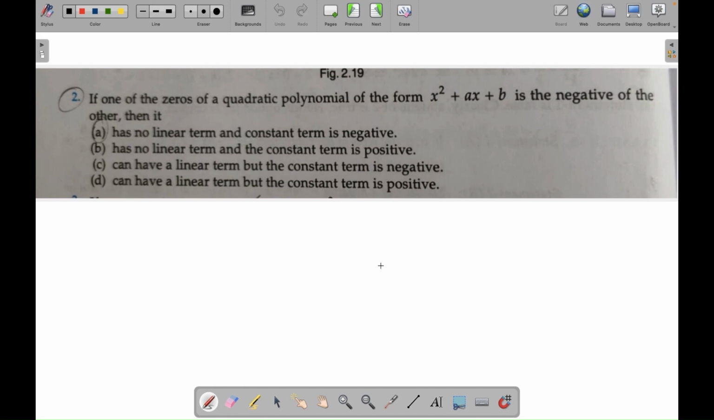If one of the zeros of a quadratic polynomial of the form x square plus ax plus b is the negative of the other, right? So let the roots be alpha and beta. It is given that one of the roots is the negative of the other. So beta is equal to minus alpha.